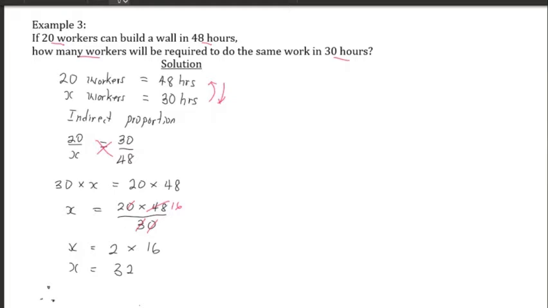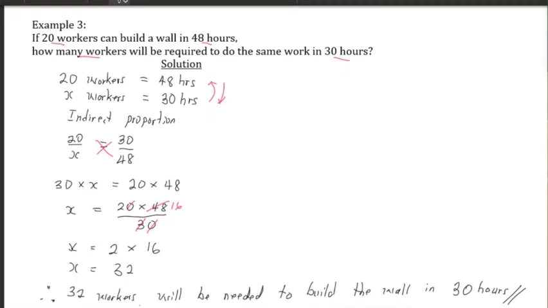So 32 workers will be needed to build the wall in 30 hours. Okay, so always remember to do the indirect proportion when you identify it in a question.